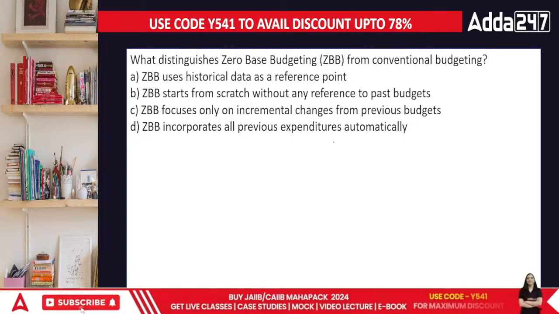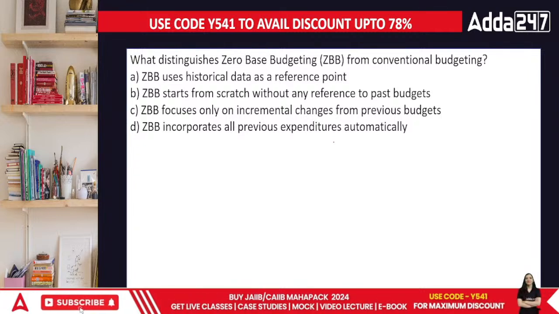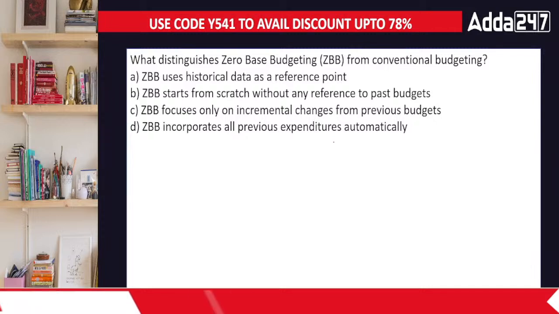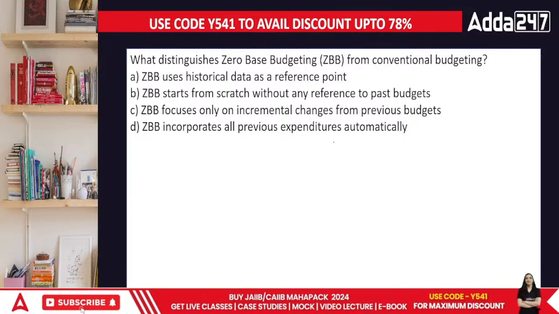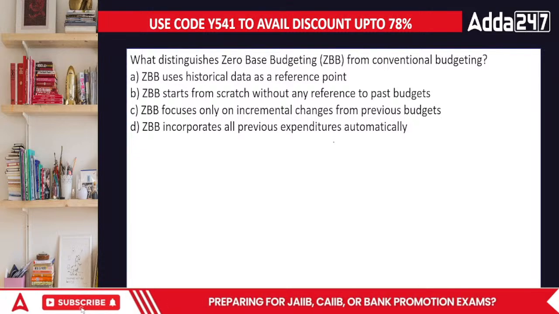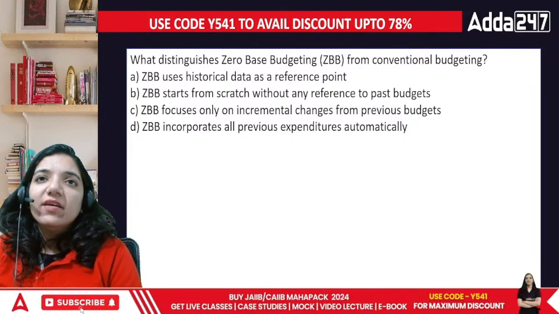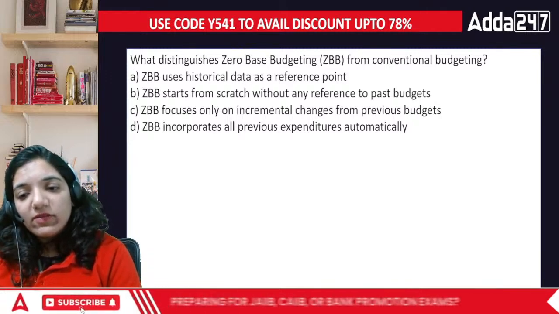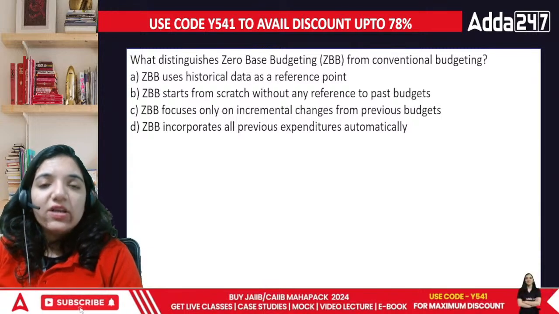Here comes the next point, that is called zero-based budgeting. This was given by Peter Pyhrr. ZBB uses historical data, zero-based budgeting. Okay, let me tell you brief information about this topic. Zero-based budgeting is actually a situation where we do not have any previous base. Whatever we knew earlier, we are going to keep it aside. That means there is no specific base or assumption on which we are working.